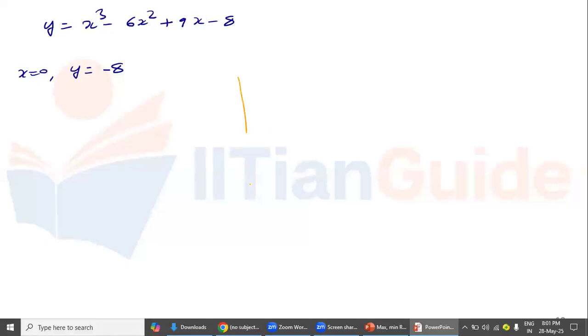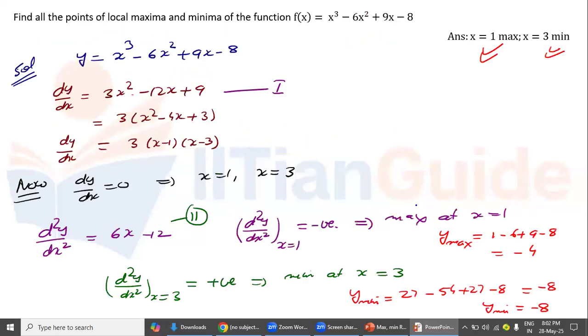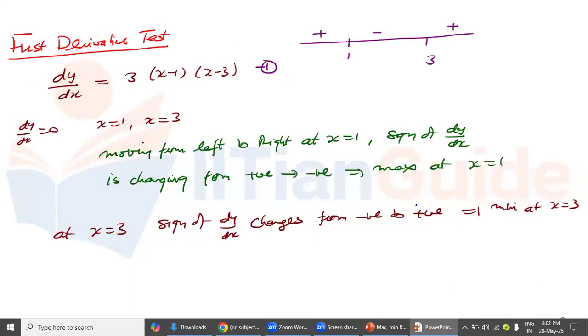I am going to plot the graph. When x is 0, y is minus 8. The graph will pass through this point 0, minus 8. And I have got two critical points, x is equal to 1 and x is equal to 3. At x is equal to 1, it is a maximum, so the graph will go downside. At x is equal to 3, it was minimum.